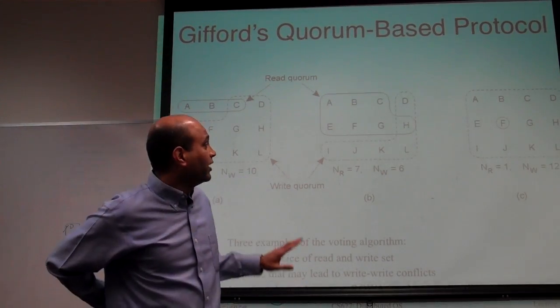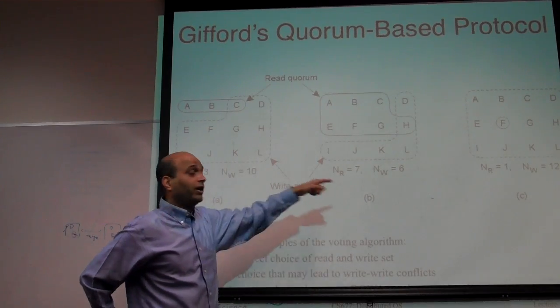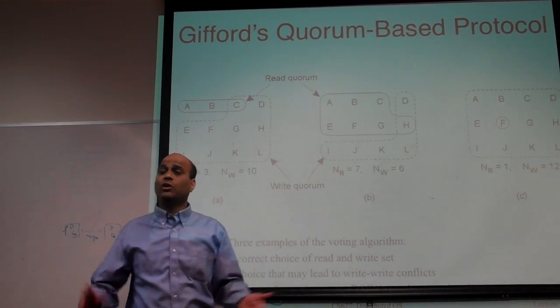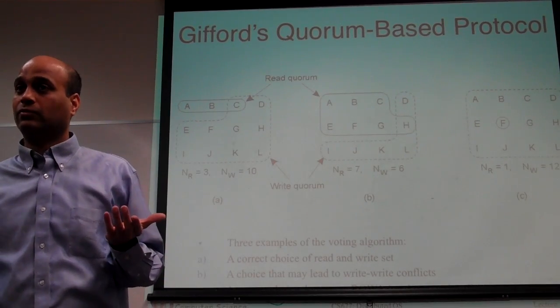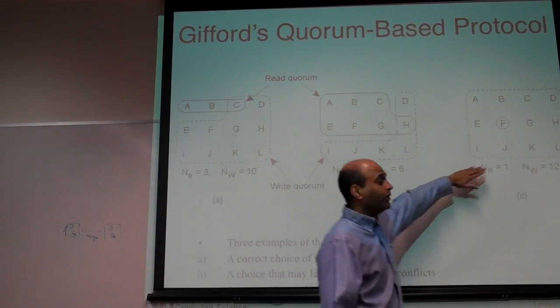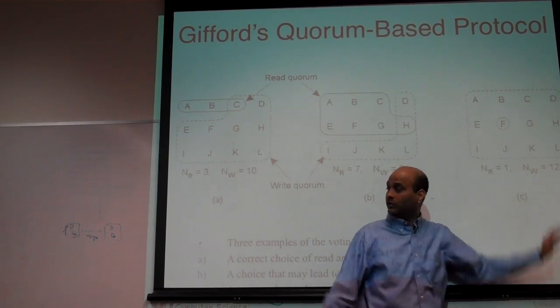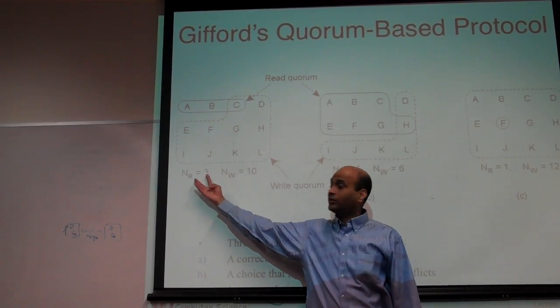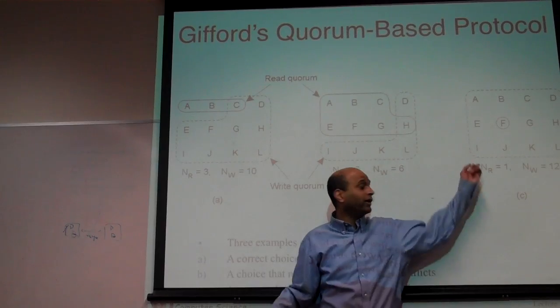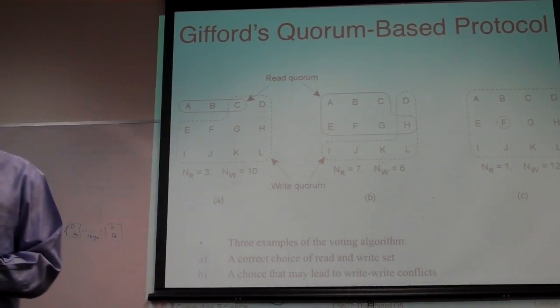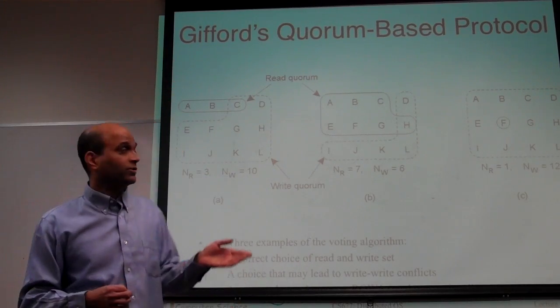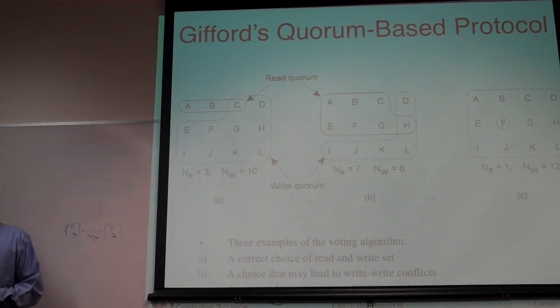So what Gifford protocol allows you to do is pick how you want to set NR and NW, which will have different overheads on performing reads and writes. Here writes are very cheap, reads are the most expensive. This is somewhere in between. You have to ask at least 3 machines. There's some more overhead than this, but writes are somewhat cheaper and so on.